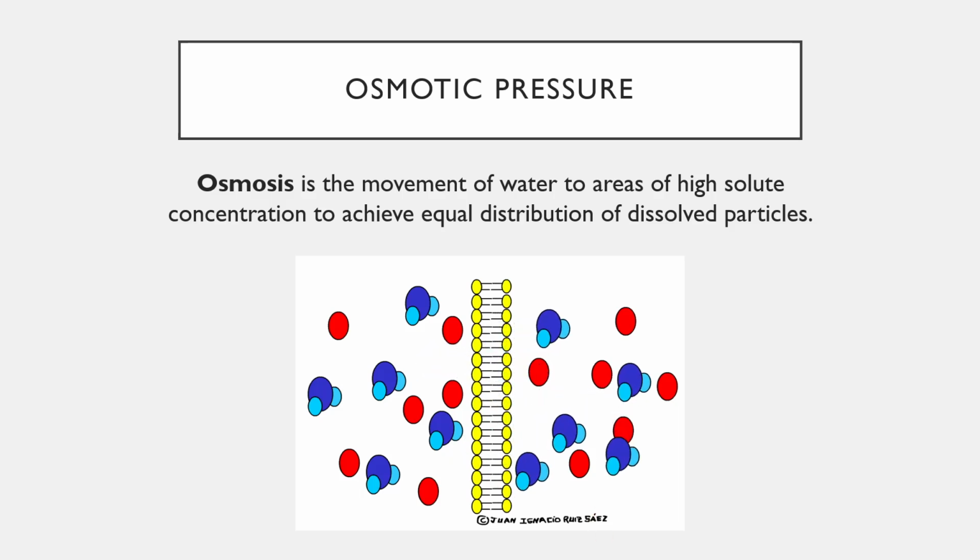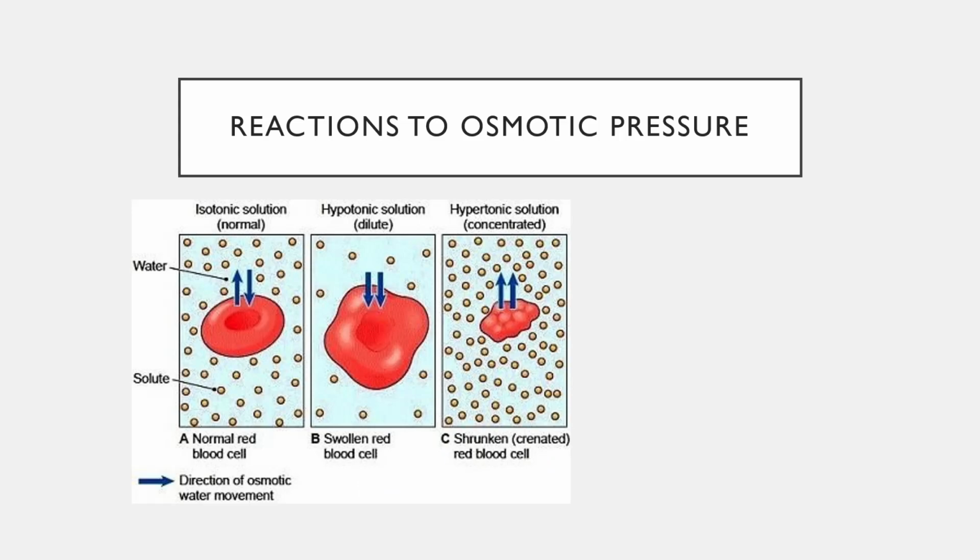Osmotic pressure can lead to several responses in living cells, depending upon the concentration of the solutes outside of the cell relative to the inside of the cell. An isotonic solution is one in which there is an equal concentration of dissolved particles inside of the cell compared to outside of the cell, and under this circumstance, there is no net movement of water, because osmosis does not dictate that water must be drawn in one direction or the other, because everything is already in equilibrium.